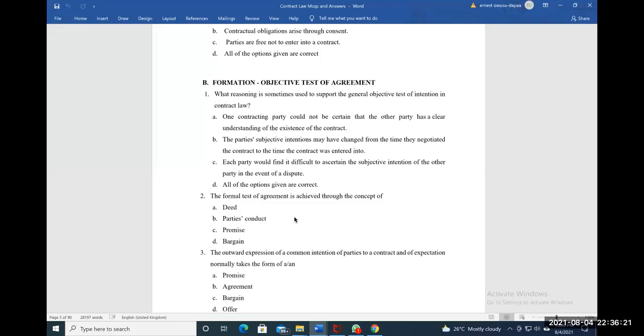So I was making the point that we are discussing law of contract, and we are looking at the very first things which are discussed in the law of contracts. So, formation.